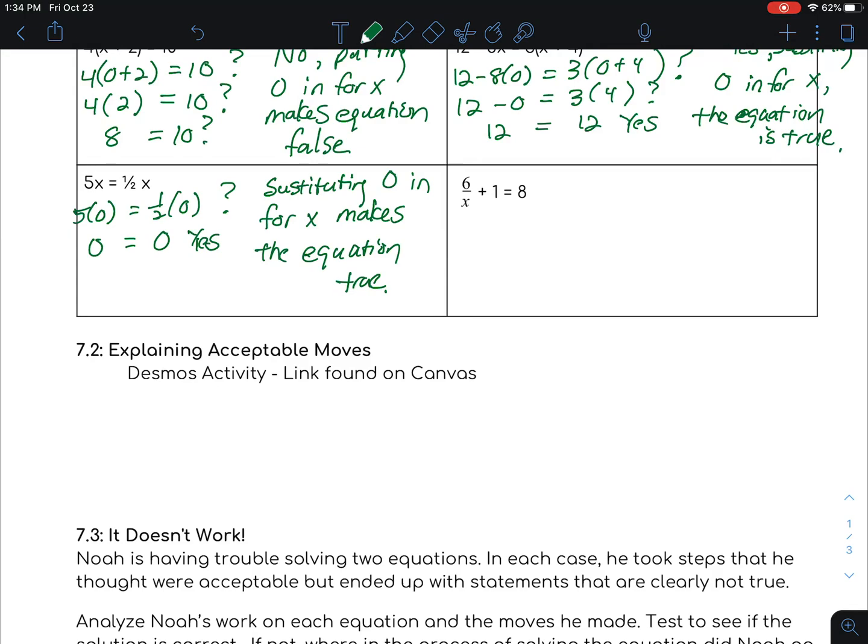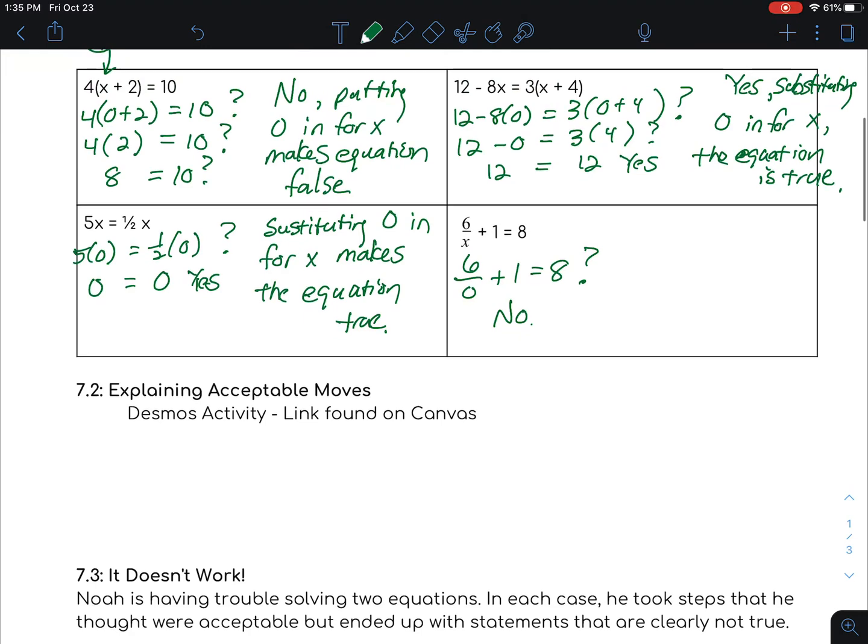All right, so then we have the last one here, 6 divided by 0 plus 1 equal to 8. All right, so this is one of the commandments of math that I have up in my room: thou shalt not divide by 0. All right, that is undefined. We cannot divide by 0, so no.